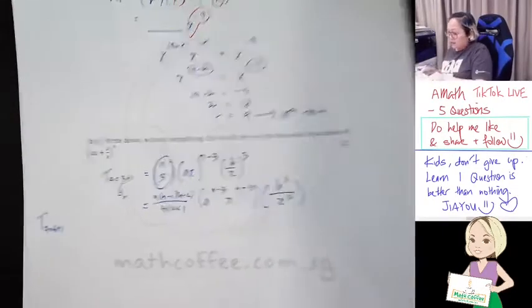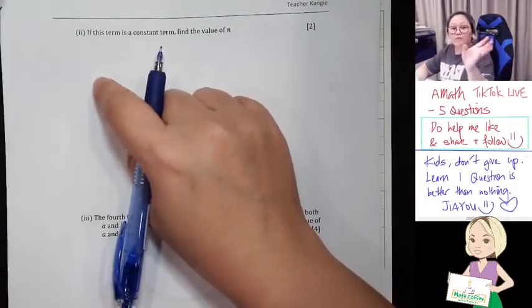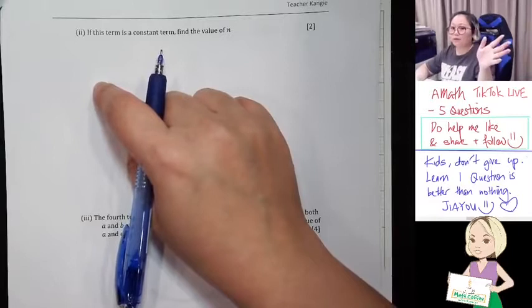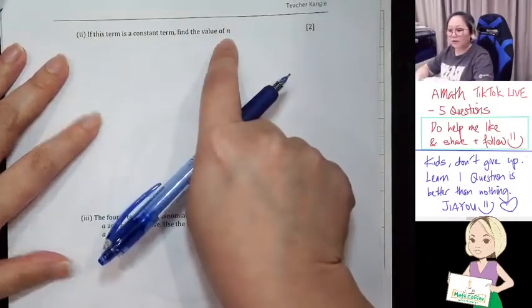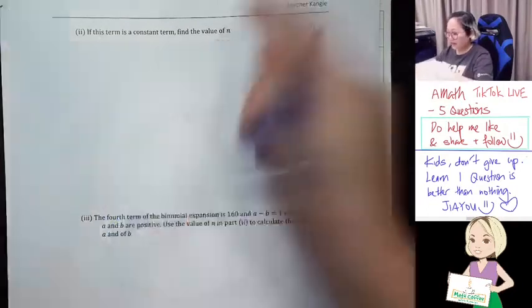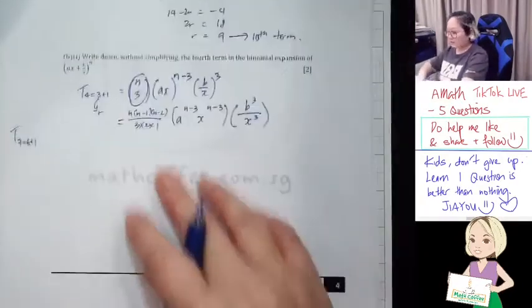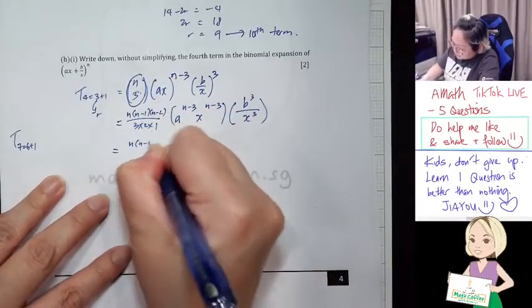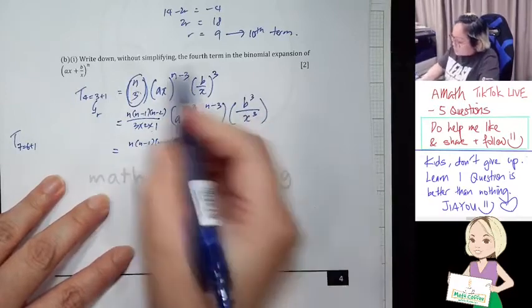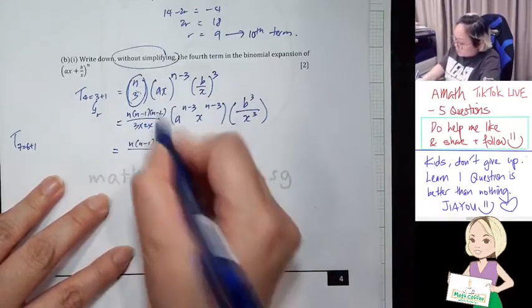Okay, let's proceed. Now, they tell us not to simplify for that question, so we don't simplify. Over here, you can see, if this term is a constant term, find the value of n. So now let's analyze. I'm going to simplify this as n, n minus 1, and n minus 2. Why they ask you not to simplify is they don't need you to expand this part. So the denominator here is 6.